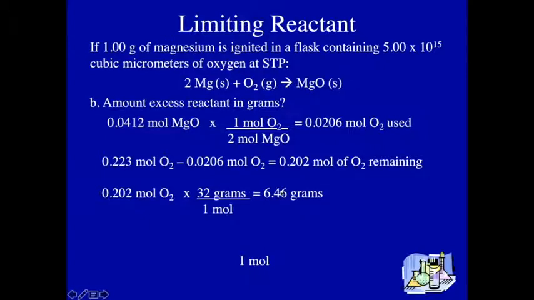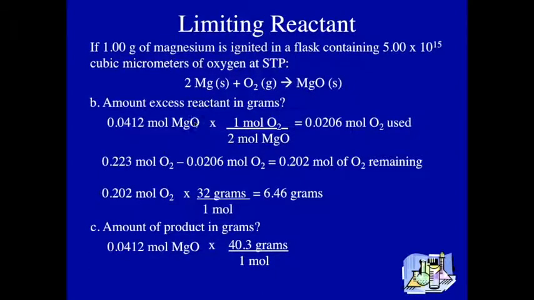oxygen left over. And then it asks how much of our product would we get in grams, the product being magnesium oxide. We've already established that we make 0.0412 moles of magnesium oxide. The gram molar mass would be 24.3 plus 16, which is 40.3. I cancel out my moles. I end up with grams on the top, and I get 1.66 grams of magnesium oxide produced in this reaction.